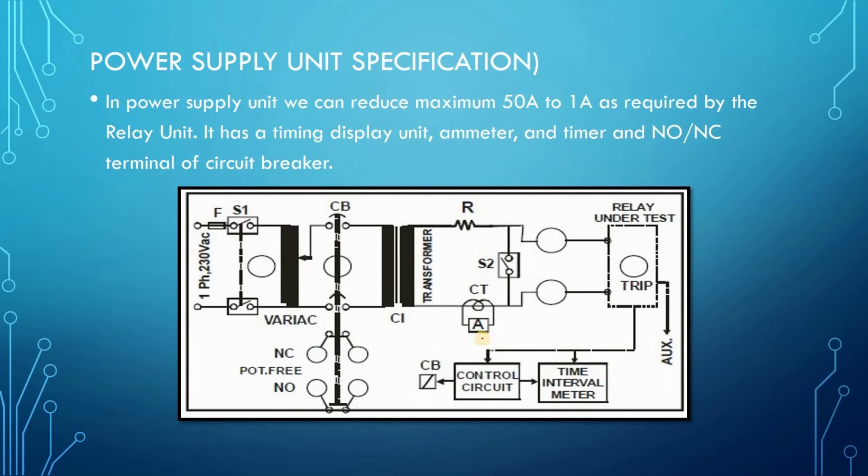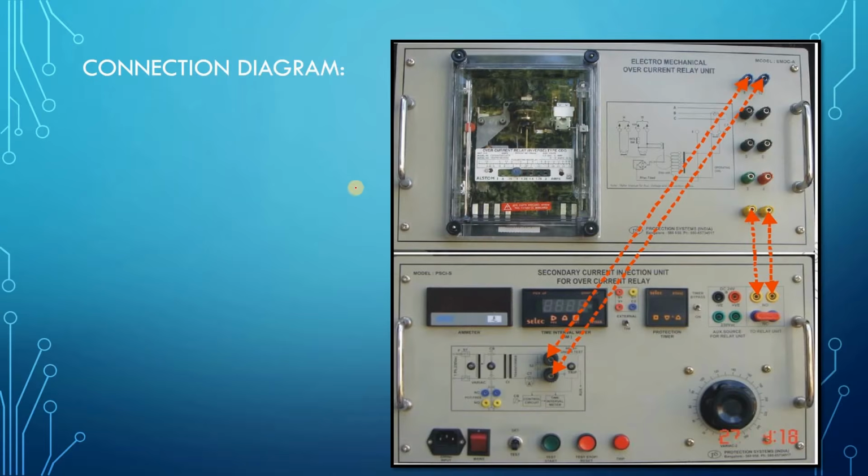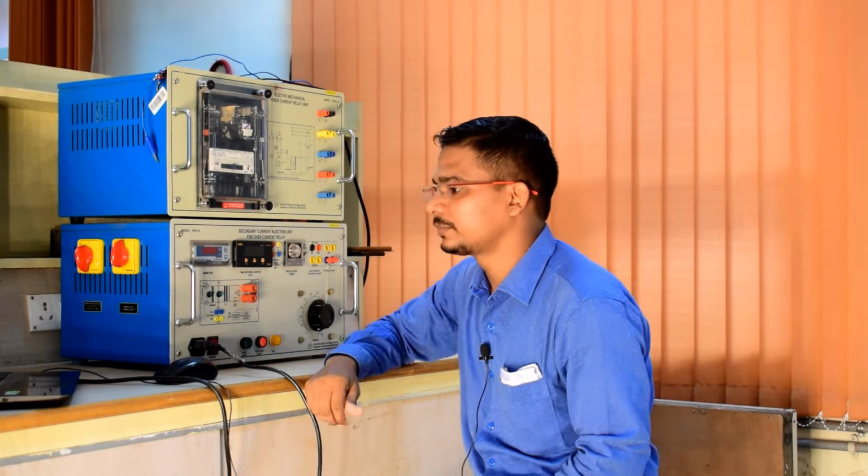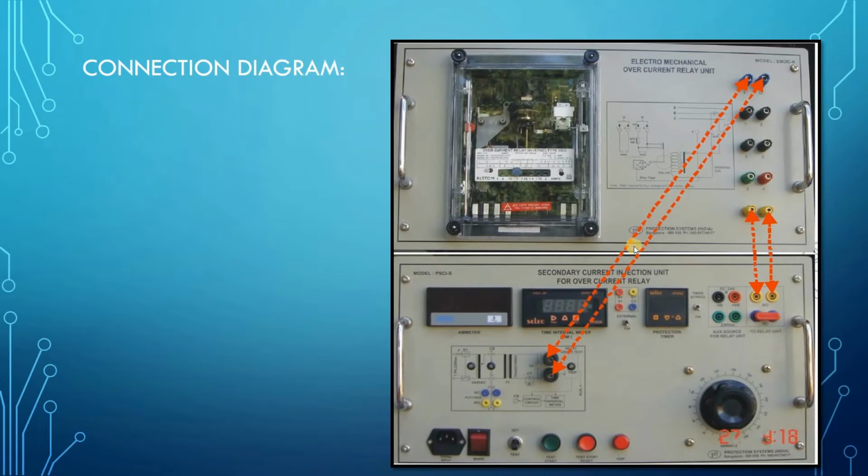As you can see, this is the diagram detail we have already started on. Next is the connection diagram. We will go to the experiment table and show you the connection and the rest of it. Right now we are at the experiment table and we will see how the equipment is connected.